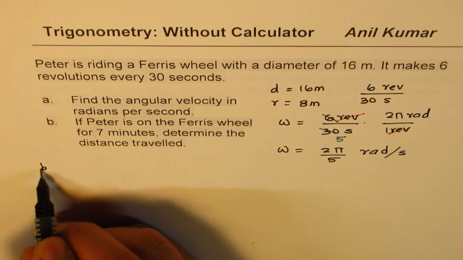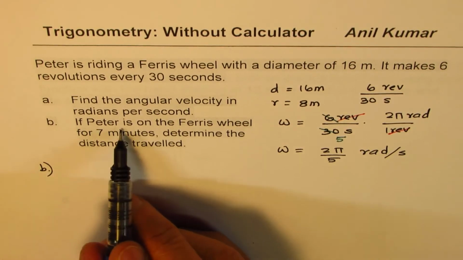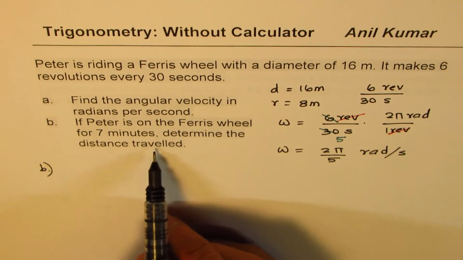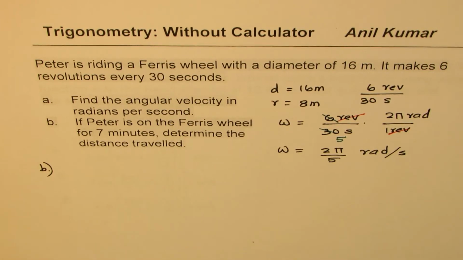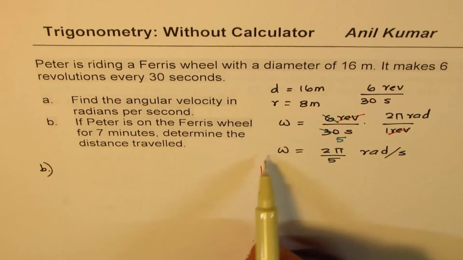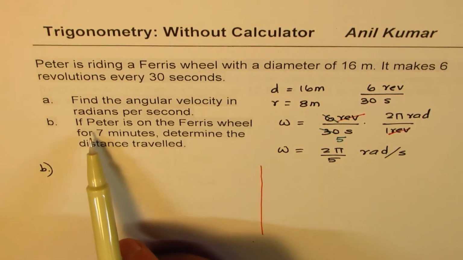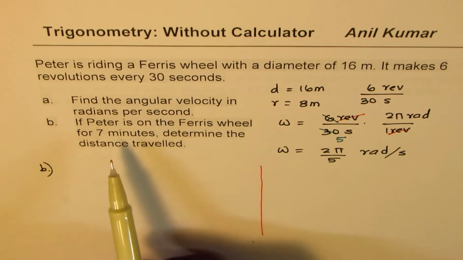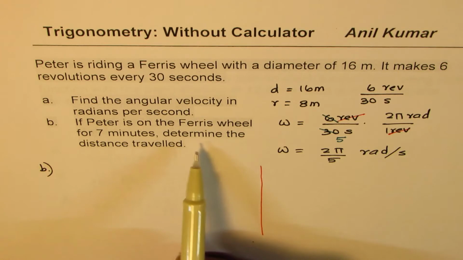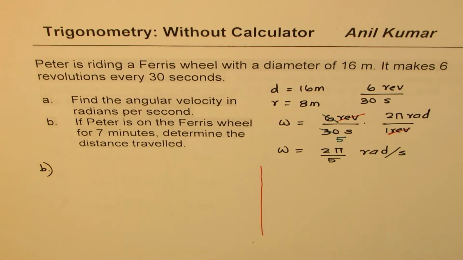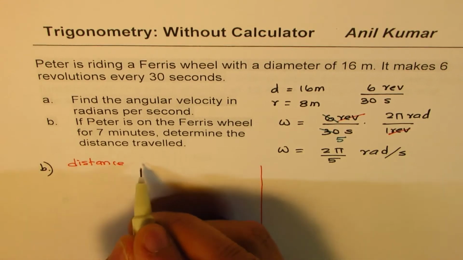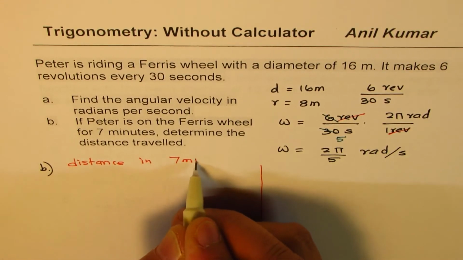Now let's look into part B. If Peter is on the Ferris wheel for 7 minutes, determine the distance traveled. Now there are 2 ways in which we could do this, right? So one, we could use omega itself, and one, we could start right from the very beginning. So basically we want distance in 7 minutes. Is it okay?